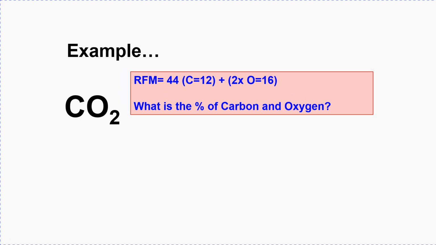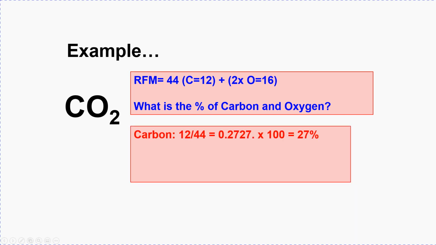So we've got carbon dioxide this time. I know that carbon is 12, and I know that oxygen is 16. So when I do my relative formula mass, that will give me a total of 44. So 2 lots of oxygen, 2 lots of 16 is 32, plus my 12 gives me 44. To work out carbon, it's the 12, because there's only one atom of carbon, divided by the total, which is 44, then multiplied by 100, so that will give me 27%.